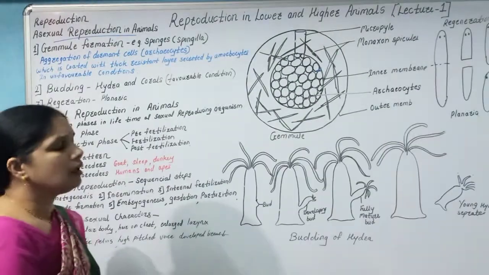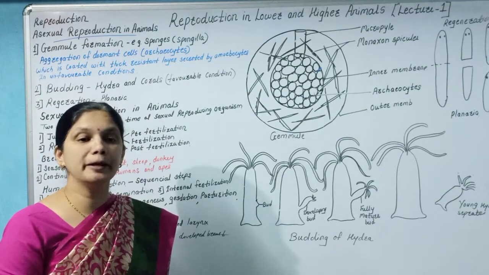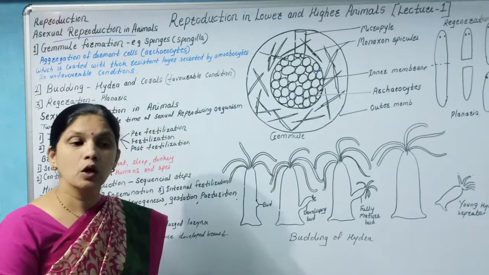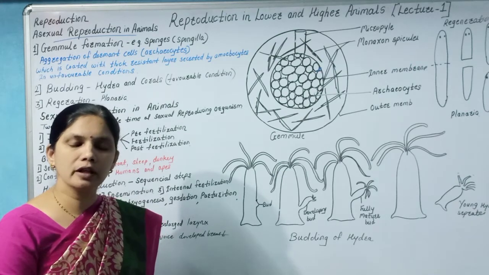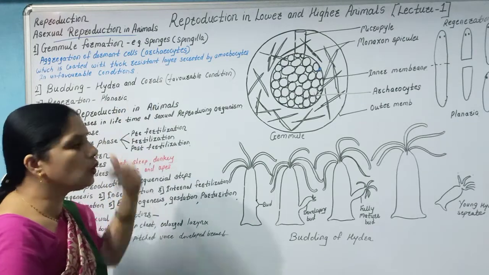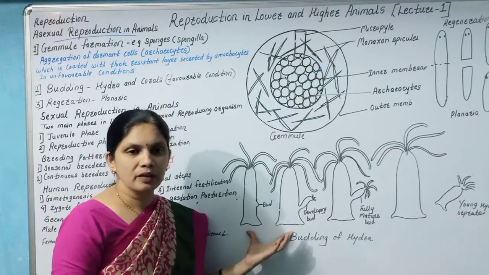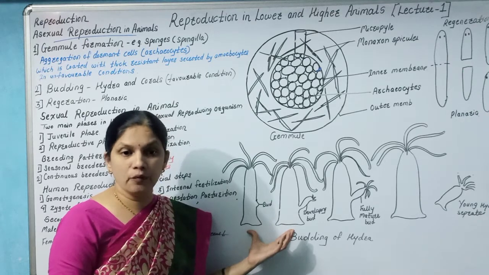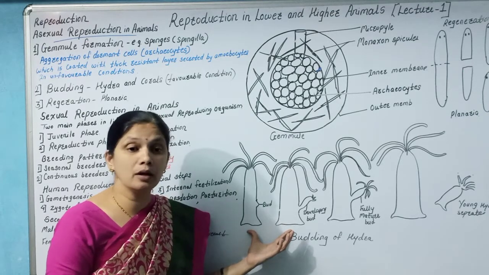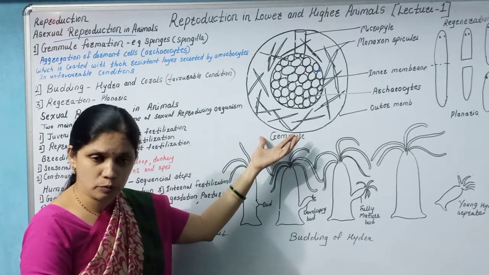Then next, the asexual method of reproduction which is nothing but the budding, and this method which is mostly observed in the Hydra and corals. Hydra and corals मध्ये आपल्याला हे asexual reproduction पाहायला मिळते. In budding method, whenever there is a favorable condition, तर gemmule formation कधी होणार आहे? Unfavorable condition मध्ये होतं sponges मध्ये.